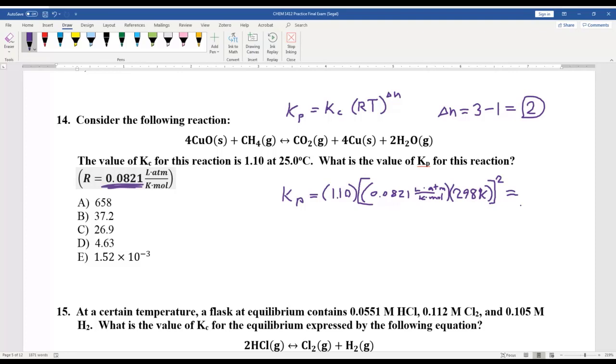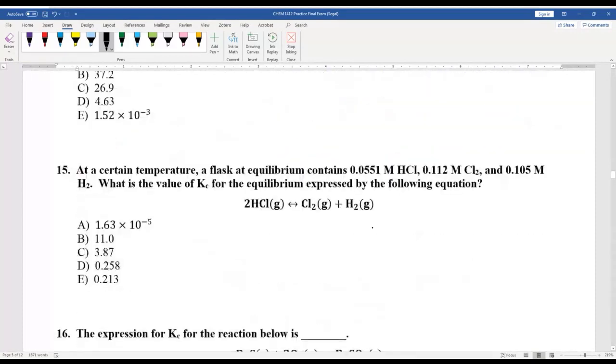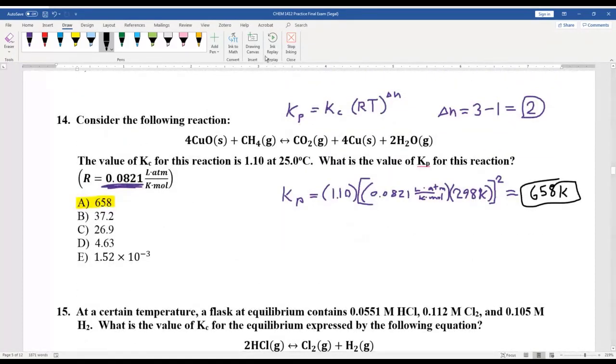Okay, so then I just go ahead and crunch out that calculation, and if I do, I'm going to get something, which I don't know because I haven't actually calculated it yet. And yeah, you get about 658. So the answer is A. All right. Any questions on that? Are we good? Pretty straightforward one. Okay, cool.